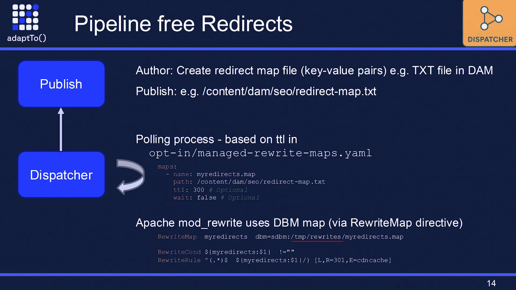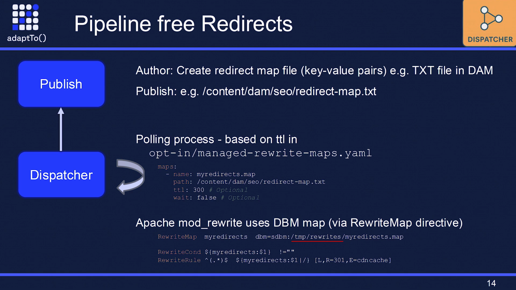So at author, you will create a key value map TXT file. This can be, as I said, as easy as a DAM file. Let's say it's in content DAM SEO redirect txt, and publish it. In dispatcher, you will declare this file, or all of your rewrite maps, in a file called managed rewrite map YAML, which would be in the opt-in directory.